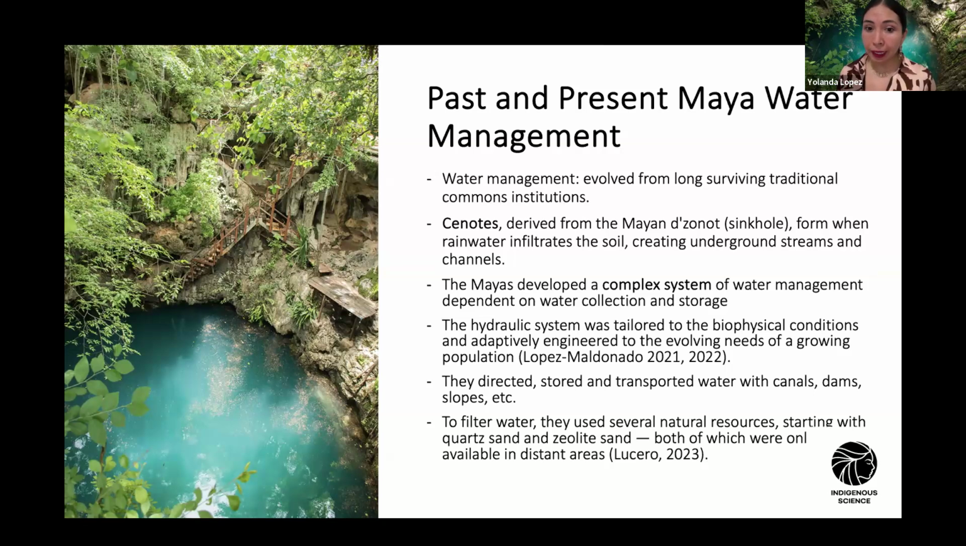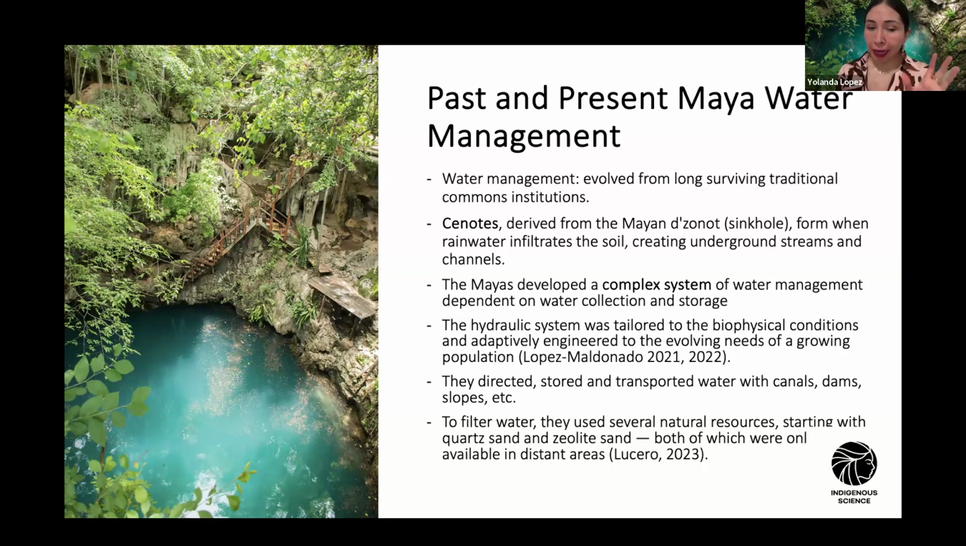For example, water was very scarce. So essentially here we don't have any river on the surface. We only have cenotes, which is a word which derives from the Mayan word sonot, which means sinkhole. And you can see a beautiful photo here of one of the cenotes in the Yucatan Peninsula.